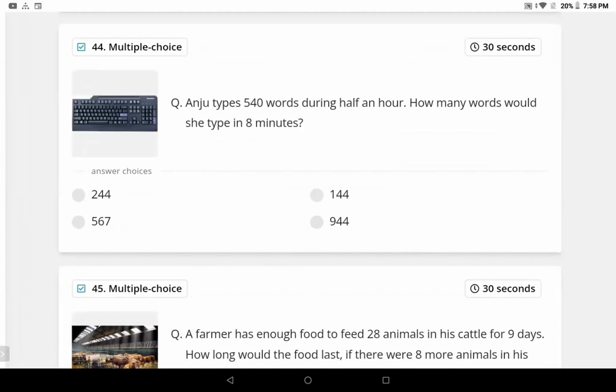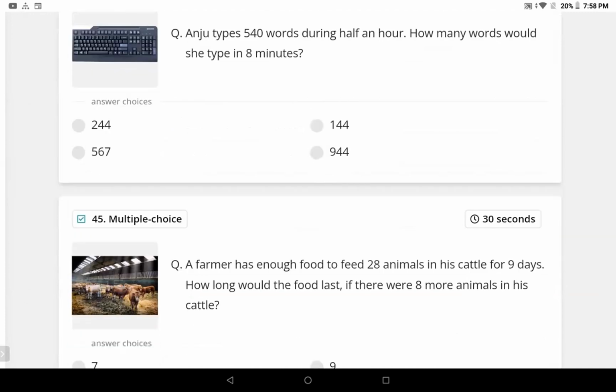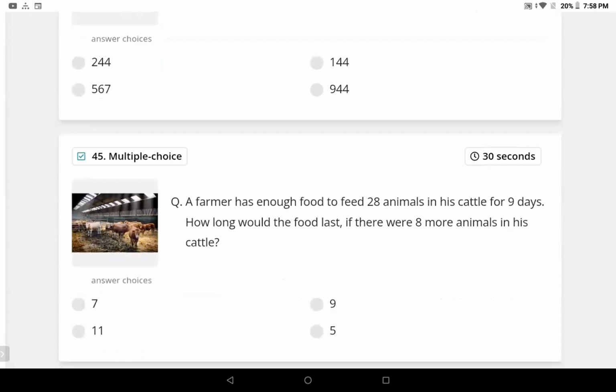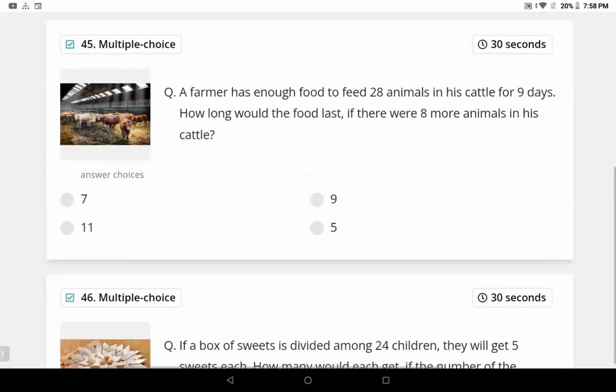Next. Anju types 540 words during half an hour. How many words would she type in 8 minutes? So this is once again direct. 144. Next. A farmer has enough food to feed 28 animals in his cattle for 9 days. How long would the food last if there were 8 more animals in the cattle?